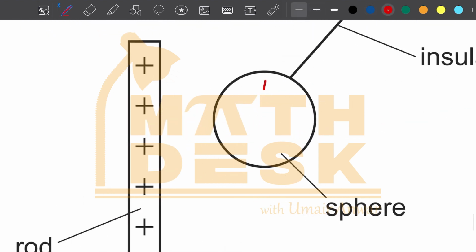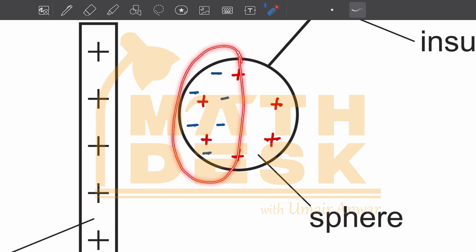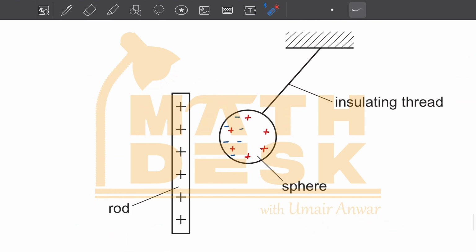So for the distribution of charges, we know that it has positive charges and the negative charges are also distributed accordingly on the sphere. But when the positively charged rod is brought near the sphere, there is a build-up of negative charge on the side from which the rod is nearer. So this side of the sphere builds up more negative charges as compared to positive charges, and this side of the sphere has a deficiency of electrons, so a positive charge dominates here.